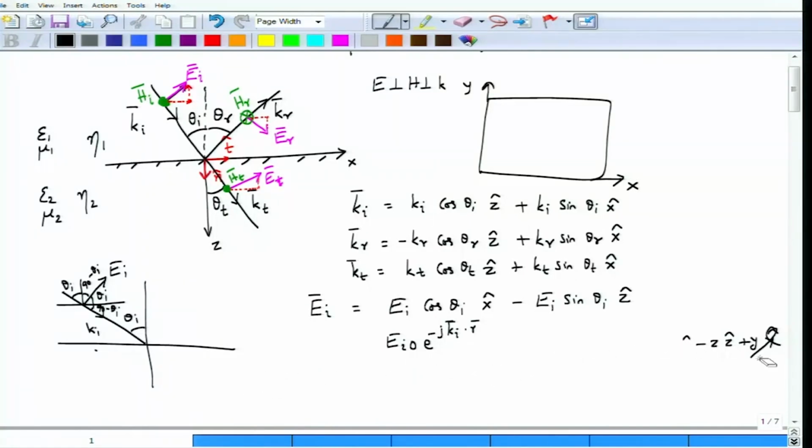So let me rewrite what that ki dot r is correctly. So I get Ei0 e power minus j. Now ki I already know, which is given by ki cos theta I.